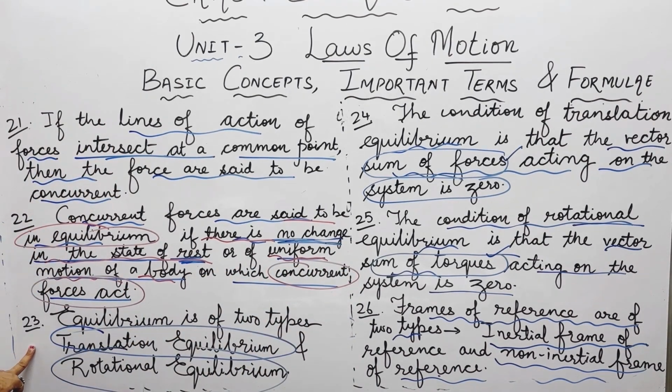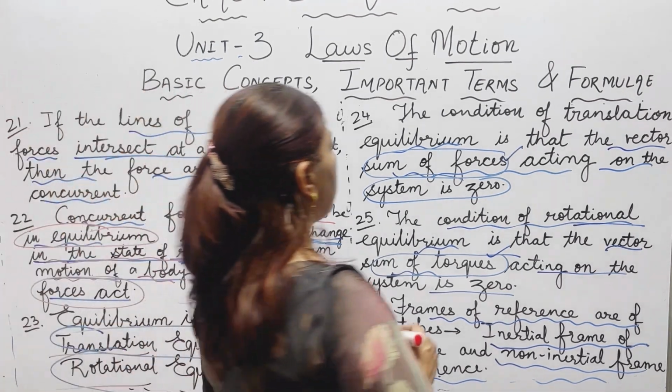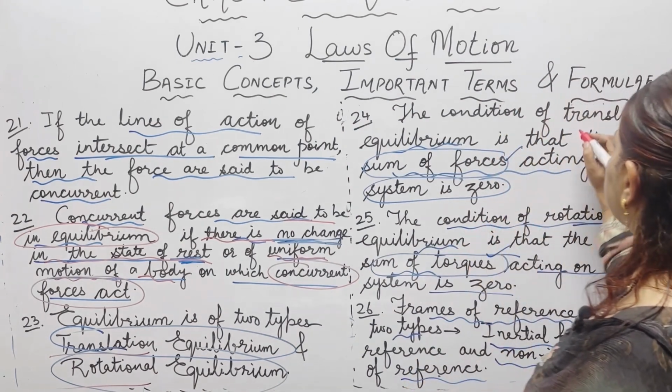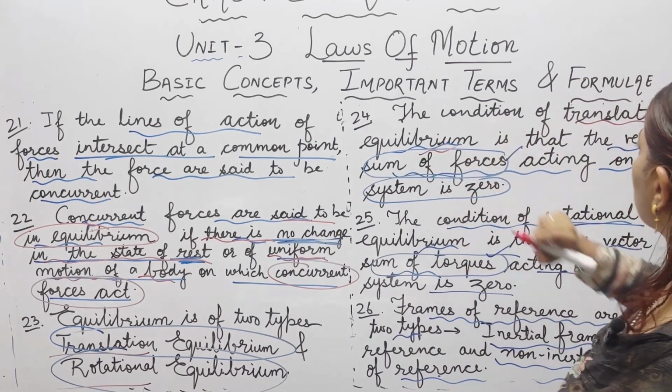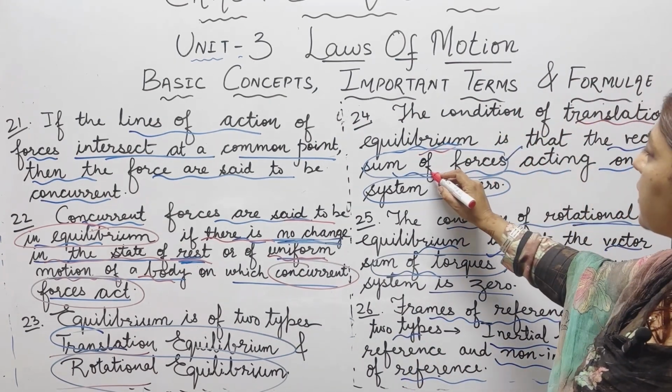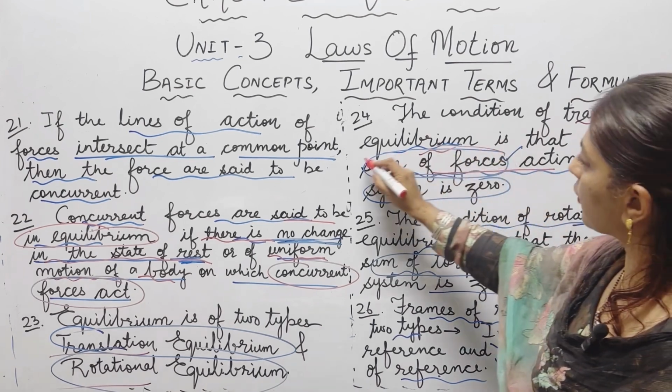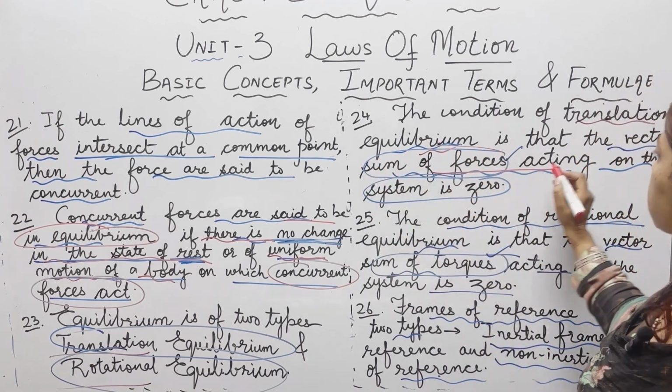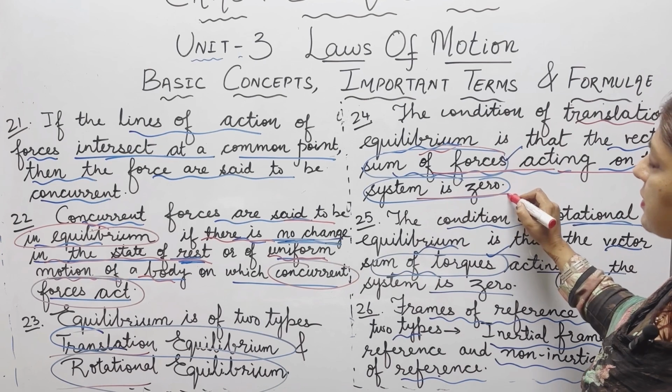Next is about the equilibrium. It is of two types. One is the translational equilibrium, another is the rotational equilibrium. As the word indicates, translational equilibrium is the one in which the vector sum of forces acting on the system is zero.